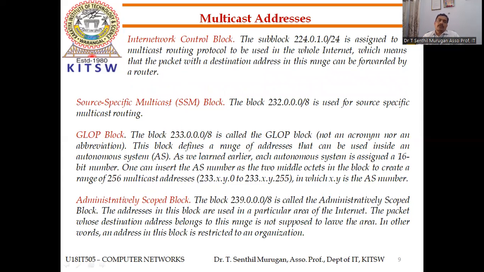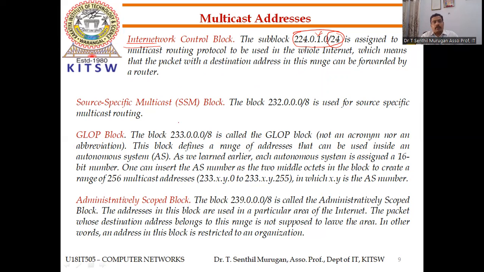The first one is the local network block, and the second one is the inter-network block. For inter-network, we must use this block for multicasting: 224.0.1.0. Compared with the previous one, here a 1 has come. The slash notation is /24, so it takes 24 bits. Wherever we use this address, it is considered the inter-network control block. It works across the whole internet, which means the entire world.